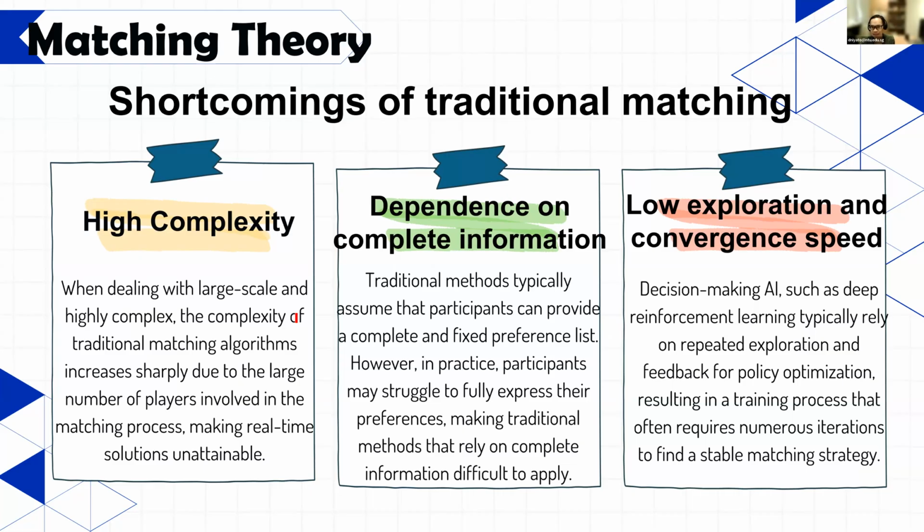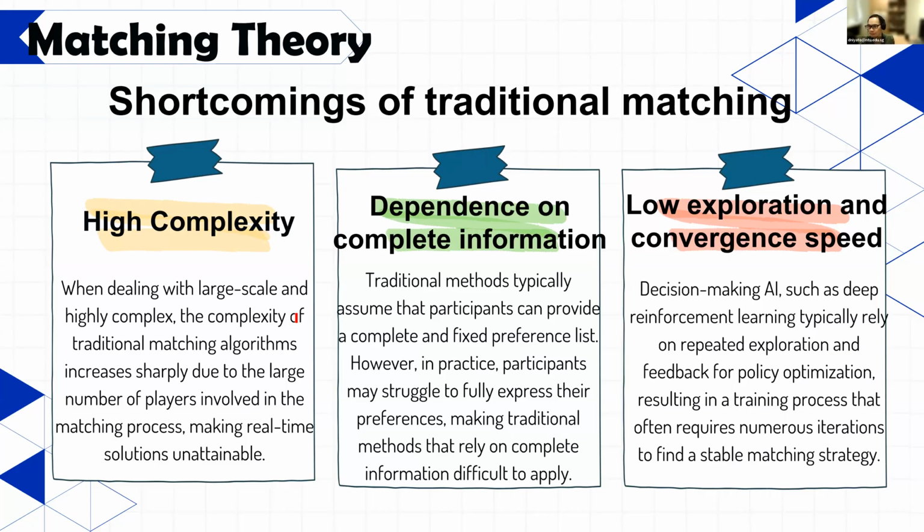The second limitation is the dependence on complete information. Traditional methods typically assume that the players or the participants in the matching can provide a complete and fixed preference list. However, in practice, players may struggle to fully express their preferences. So the AI may not know the preference order of the players in the other group. This makes traditional methods that rely on complete information difficult or ineffective to apply.